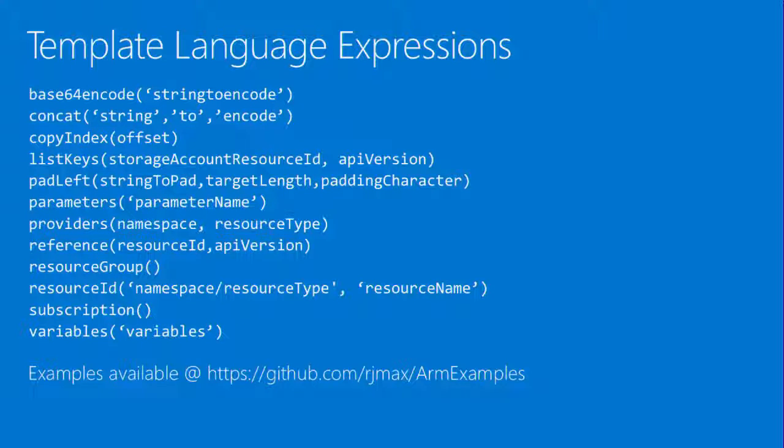Pad left, parameters we have already seen. Providers, if you want to discover what providers are available. Reference, if you have a template deployed already in one resource group, and then you are deploying a completely different resource group that potentially depends on an artifact that was already deployed. You retrieve that artifact from the other deployment using the reference function. Resource group gives you the current context of the resource group that you are working with. Resource ID retrieves the ID, which is the full URL, the fully qualified URL of the resource that you are looking for by resource name. Subscription gives you the current subscription variables.